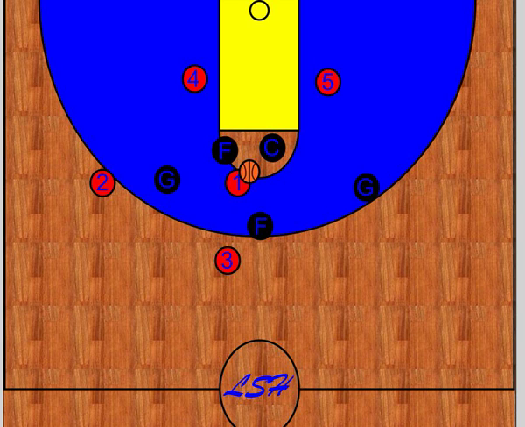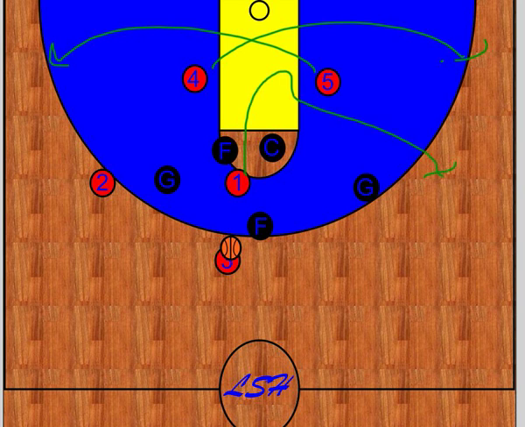What can happen after is if there's nothing there, number 1 comes out, fills the spot. These two guys can just switch sides, fill the open spots, and then number 1 can roll to the basket and come back out and fill the spot. So these are potential options. So again, number 3 has to make sure to cover that spot.